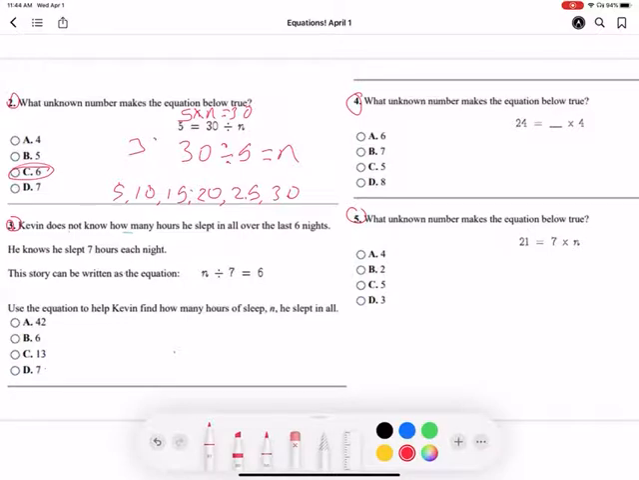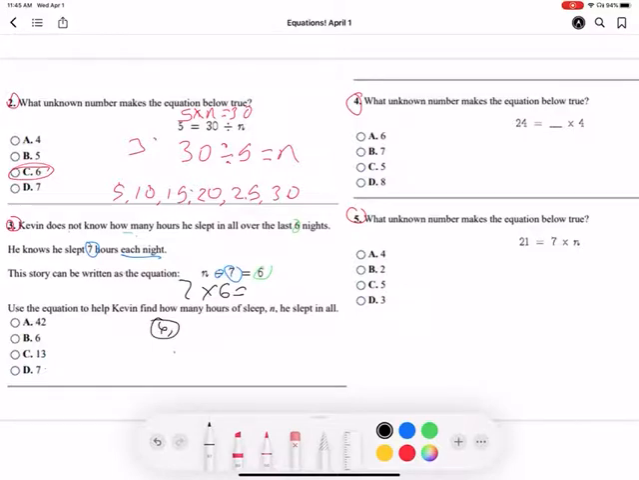Now the next one. Kevin does not know how many hours of sleep he slept in all over his last 6 nights. He knows he slept 7 hours each night. We have 2 numbers: 6, as in 6 nights, and 7, as in 7 hours each night. Now we can write it as n divided by 7 equals 6, or we can do the opposite operations. In this case, the opposite of division is, of course, multiplication. 7 times 6. And how well do you know this one?